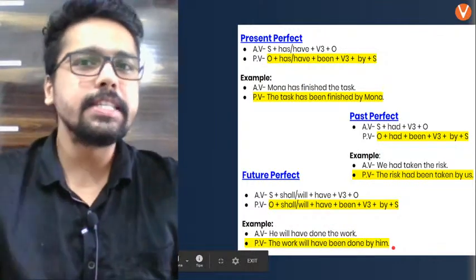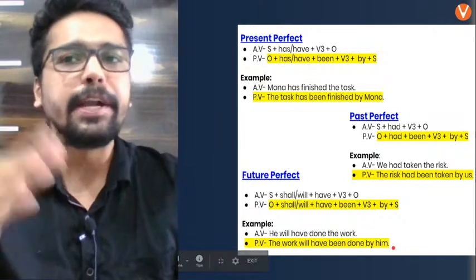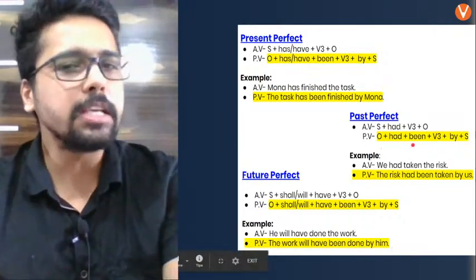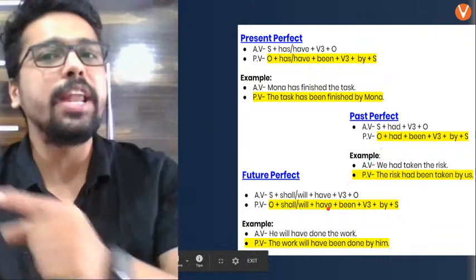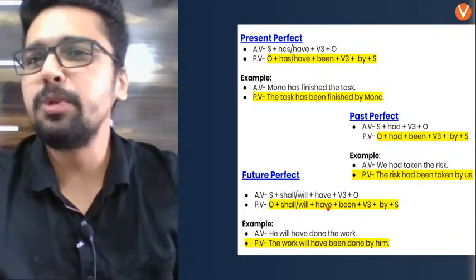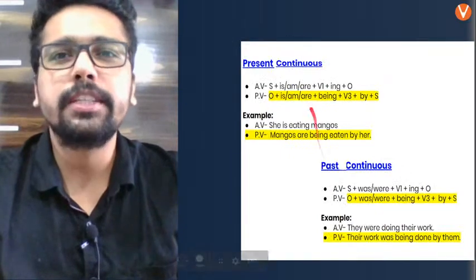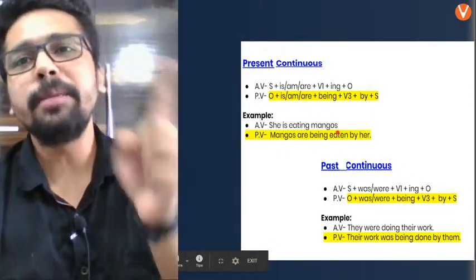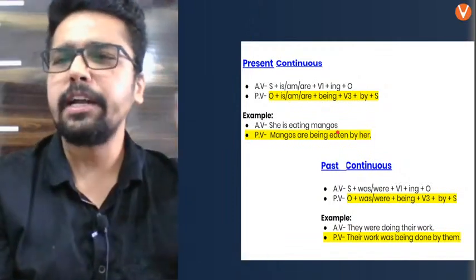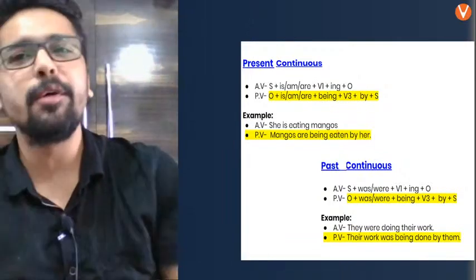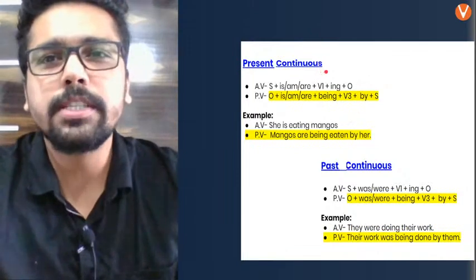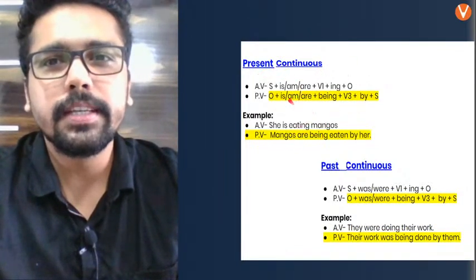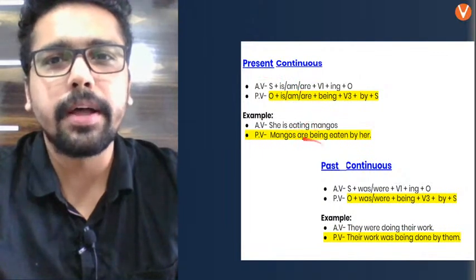You see, present tense in active, have, has in active, have been, has been in passive, had in active, had been in passive, will have in active, will have been in passive. And the last two lines. What are the last two lines? For the present continuous and past continuous. Am, is, are in active, am being, is being, are being in passive. Was, were in active, was being, were being in passive. Look at this here. Present continuous: am being, is being, or are being.